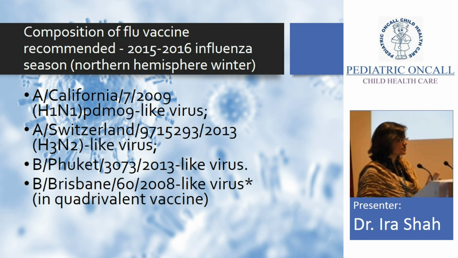And for 2015-16, this is the vaccine that is recommended. We have the influenza A, H1N1, influenza A again, which is H3N2, named for the place from which this virus has been isolated. And the B has two, one is the Australian and one is the Thailand. So these are the ones. The Australian one in the quadrivalent vaccine has been added to cover the strains which are prevalent in the northern hemisphere as well as the southern hemisphere.